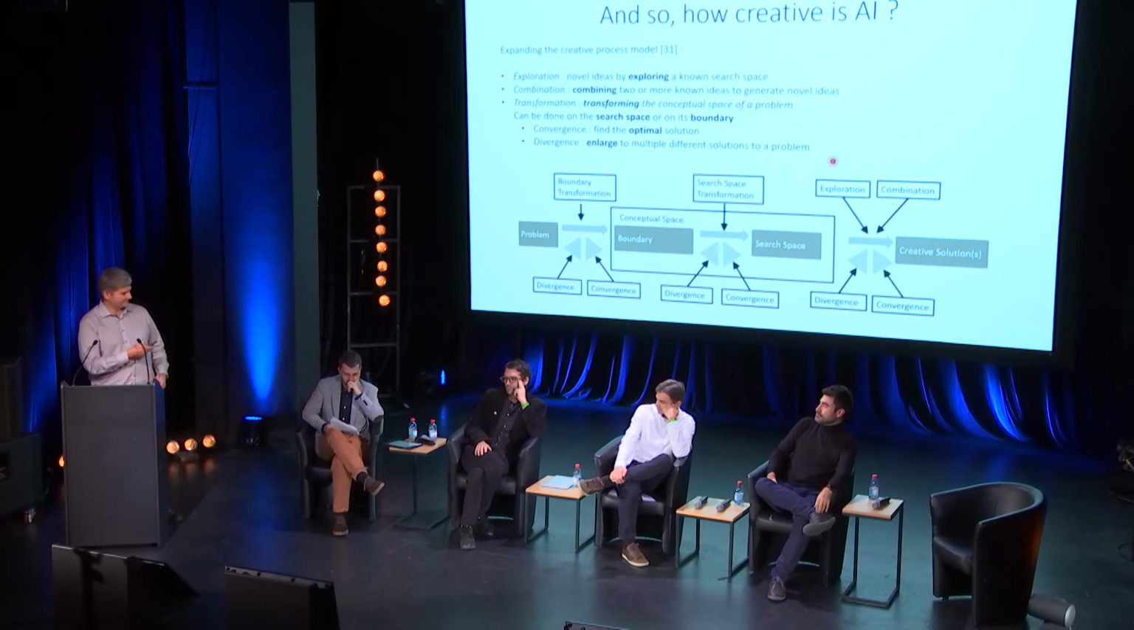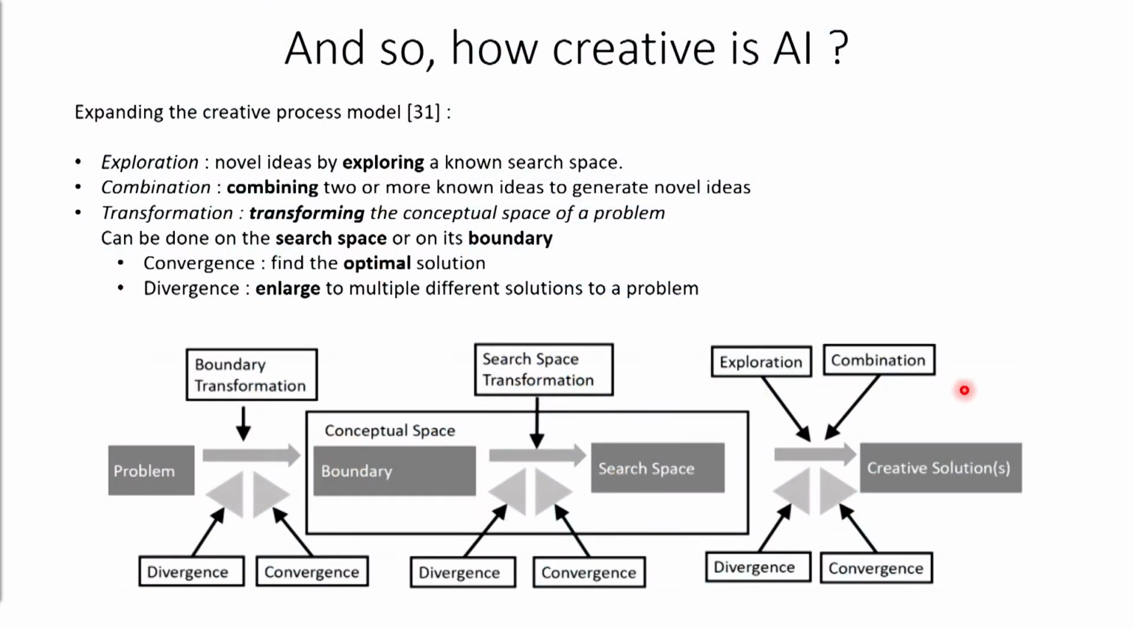So just some ways to be creative. Exploration, combination, transformation of the space, and this transformation can be done by convergence or divergence, etc. So these are some kind of ideas about how to be creative.